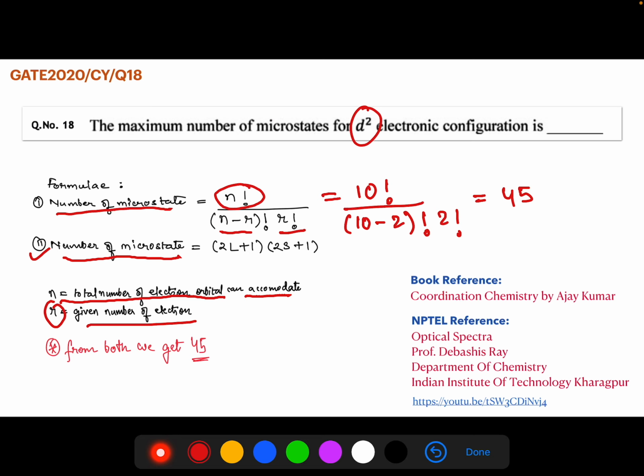This formula gives the number of microstates. This is based on the term symbols, because d2 has a total of 5 terms. So for each term symbol, we can find the number of microstates associated with it using this, and for all those 5, if we sum them all up, we get a total of 45 again.